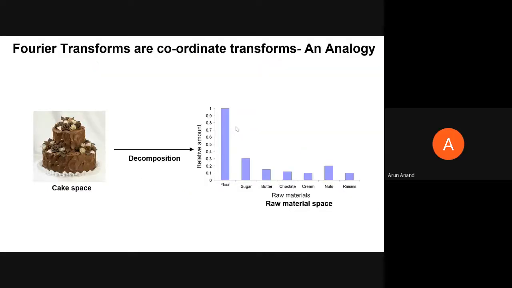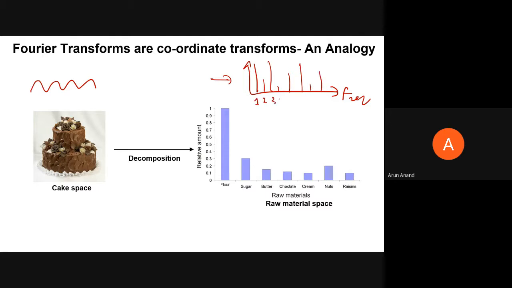So your Fourier transform is something like this. This is an analogy. For example, you have a cake, I'll call it cake space. If I want to find the raw materials of that cake, that is your decomposition, right? You're decomposing into the raw material space, which can be anything, all the raw materials. This is equivalent to your signal being decomposed into its frequencies and corresponding amplitudes, etc. So this is 1 hertz, 2 hertz, 3 hertz, 4 hertz, 5, 6, 7, 8, etc. Frequency in hertz. So this is an analogy.